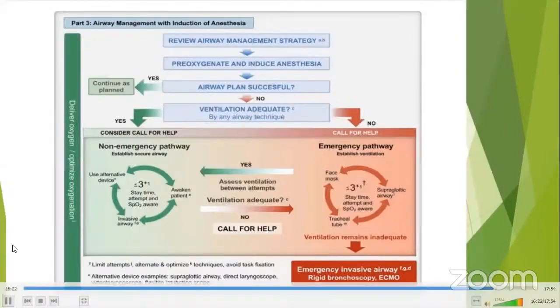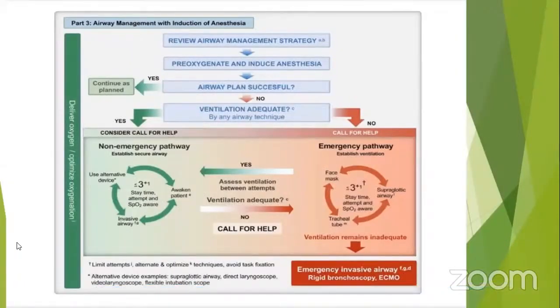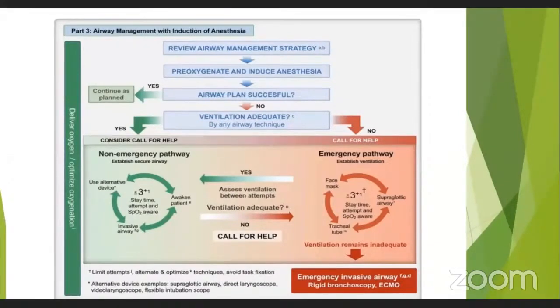So if you plan for airway management with the induction of anesthesia, make sure you have a strategy in situ. You pre-oxygenate your patient and induce anesthesia. Go for airway management. If you're able to secure the airway, well and good. If not, then check for the adequacy of the ventilation. If you're able to ventilate these patients, then you are in the non-emergency pathway, and then you can either go for an alternative device or an invasive airway, or you can awaken your patients. However, if you're not able to ventilate these patients, then it is the time for an emergency pathway.